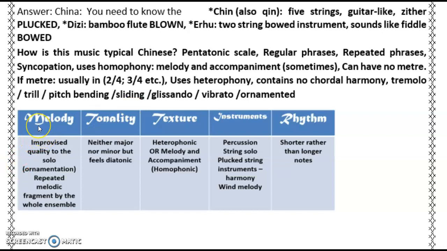So let's look at some of the characteristics: the melody, improvised quality to the solo, ornamentation. We have repeated melodic fragments that we heard here. We heard regular phrases here. We heard repeated melody. It's not dissonant. It's neither major nor minor, but it feels diatonic. The texture here was heterophonic. We identified the 3 instruments and the rhythm, shorter rather than longer notes. So let's look at the answers.